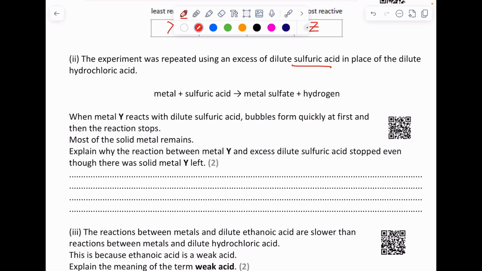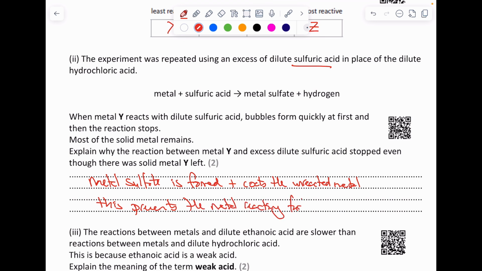So what happens here is that the metal sulfate that's formed coats the unreacted metal, and this prevents the metal reacting further.